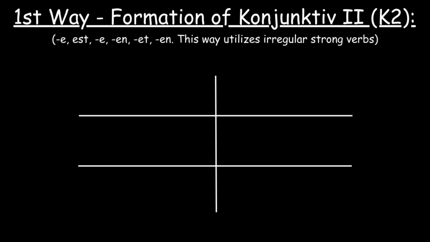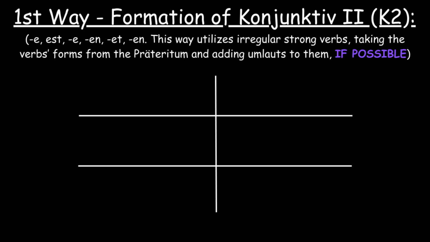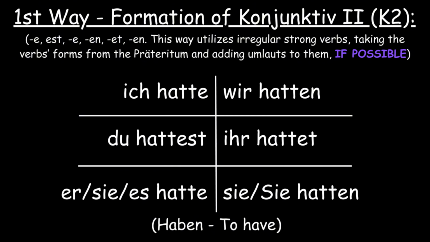Using this way in Konjunktiv 2, we will take the verb's forms from the Präteritum and add umlauts to them if possible. Let's take the verb haben. To put this verb in Konjunktiv 2, we will take its Präteritum form and add umlauts. Ich hätte. Du hättest. Er/sie/es hätte. Wir hätten. Ihr hättet. Sie hätten. The conjugations follow the subjunctive endings along with umlauts. This is the first way to form the second subjunctive, using irregular strong verbs and adding umlauts to them if possible.